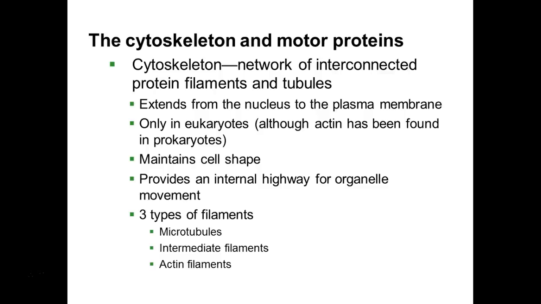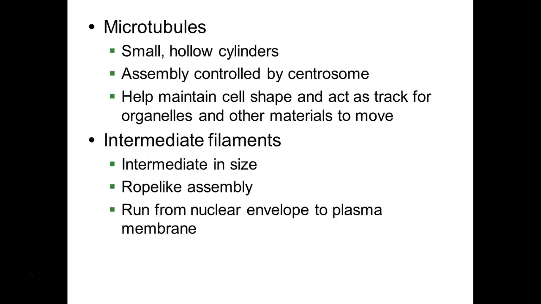It's made of 3 types of filaments. There's a large, a medium, and a small. The large is the microtubule, the medium is the intermediate filament, and the small is the actin filament. Microtubules are small, hollow cylinders, so they're like rigatoni. They're assembled by a part of the cell called the centrosome, and they help to maintain the cell shape, and they're nice highways for organelles and other materials to move. The ones that are intermediate in size are called intermediate filaments. They're more like a rope, and they run from the nuclear envelope to the plasma membrane.